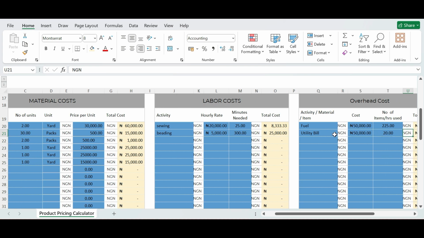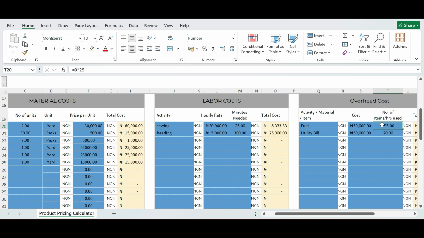Then overhead, you know what your overheads are, but the common ones are fuel and utility bills, so that's why I use that here. So now for overhead, I like to use hours for people who make their products, like tailors, designers, bakers, because it basically depends on the time you spend on it. But for people who buy and sell products, if you buy 10 cartons of milk, you just do 10 cartons of milk divided by 50,000. It's very straightforward. But for people who make their products themselves, you have to consider the hours, the time you put into making that product.